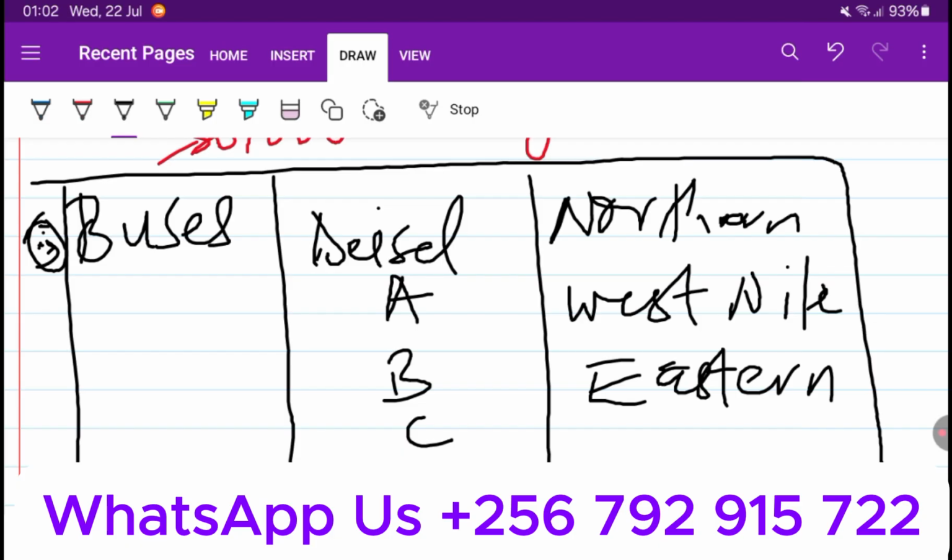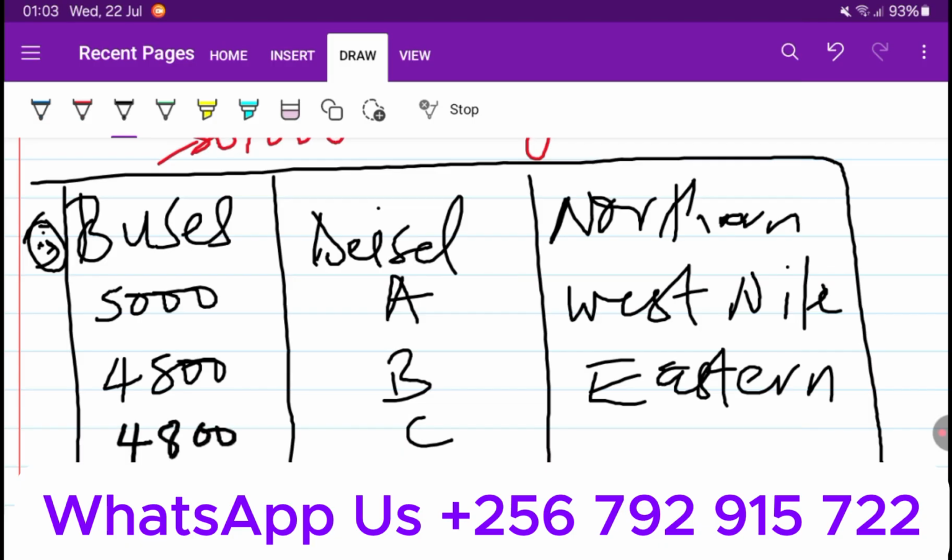You may find that gas station A charges, let's say, 5,000 Ugandan shillings per liter. Then gas station B maybe charges 4,500, and gas station C charges 4,800. Now, it wouldn't be a problem if these buses were to consume the same liters for all their locations. It wouldn't be a problem.